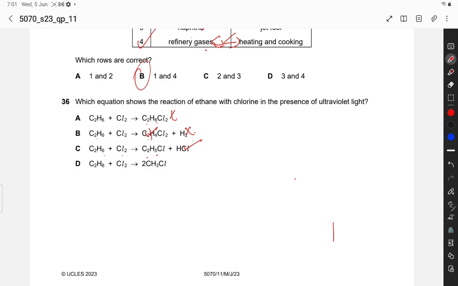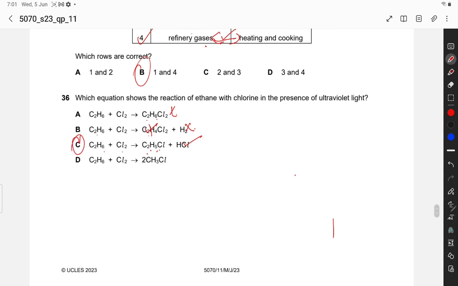C2H6 plus Cl2 gives C2H5Cl. Yes, this is correct. HCl is formed. Only one hydrogen is displaced by one chlorine atom and HCl is formed. C option is the correct option.